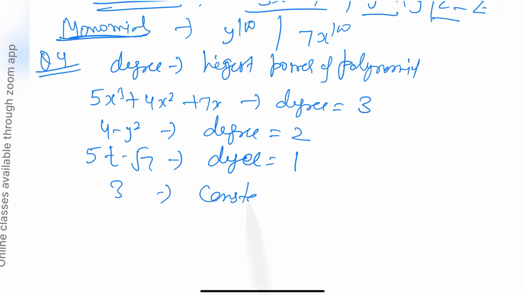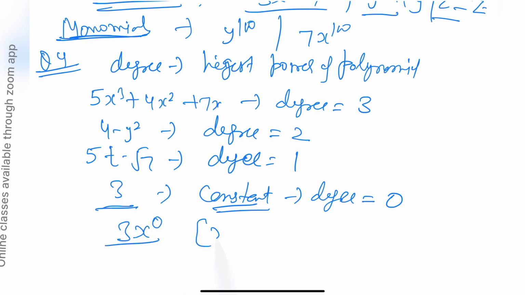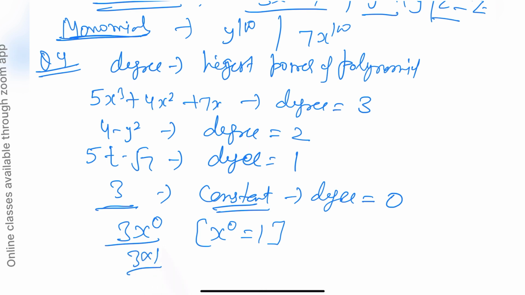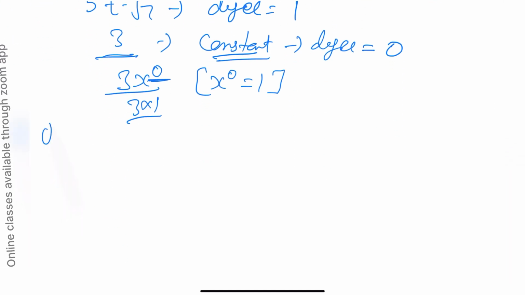Next is 3. So this is a constant term. So constant term की डिग्री क्या होती है 0. Remind that any constant, कोई भी constant हो 300, 400, whatsoever you have given. So degree of constant is always 0 because we can write it as 3x raised to the power 0 because any number raised to the power 0 1 होता है. So 3 into 1 is 1. So that's why we can say that constant function की डिग्री जो होती है वो 0 होती है.